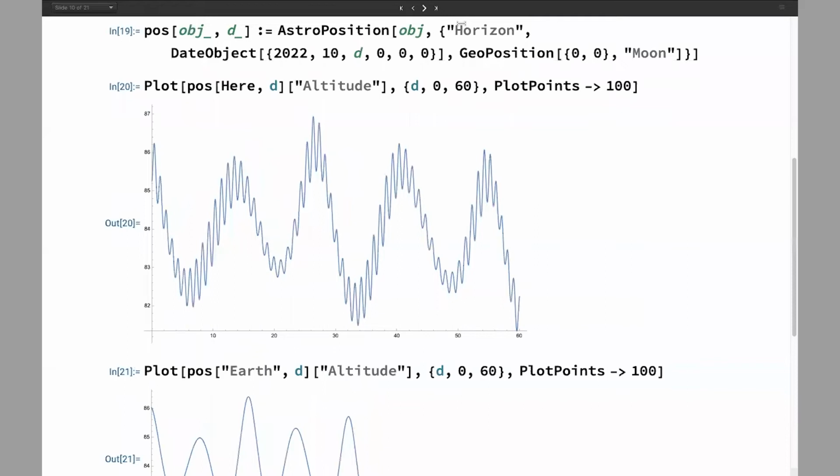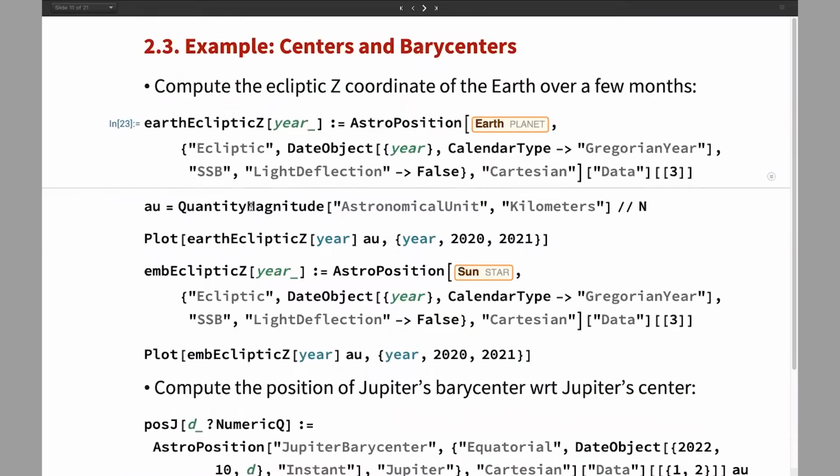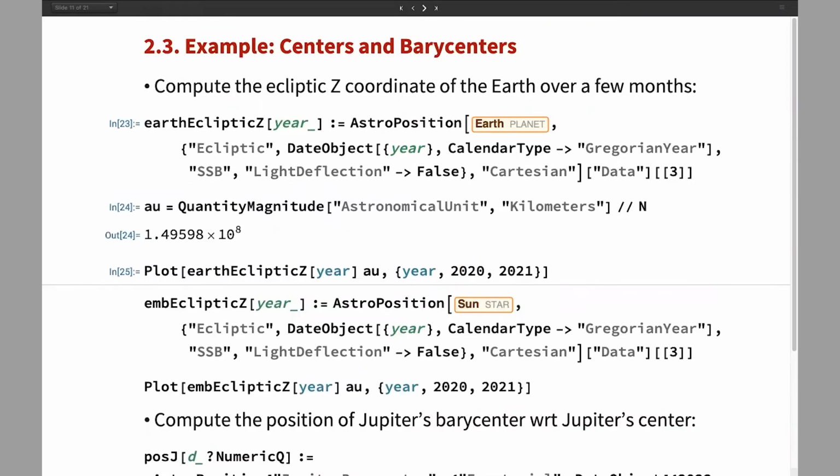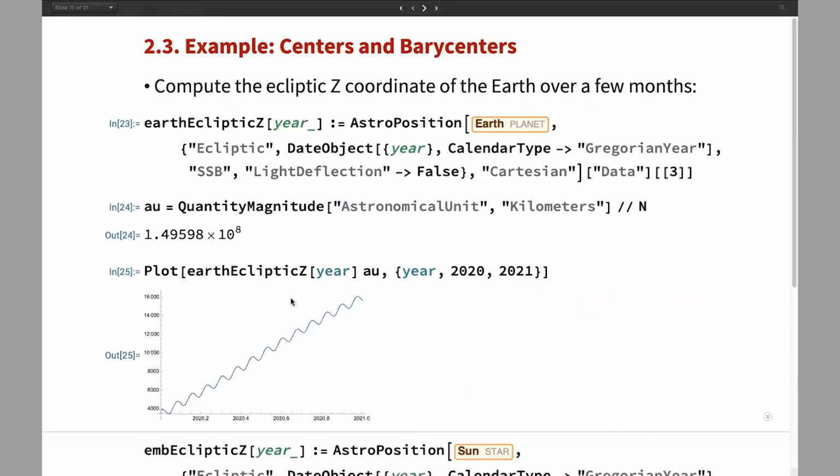Centers and barycenters. When we imagine orbits of things around the sun, we think of them as being very boring and flat, but they are not. So let's compute the C component of the Earth in the ecliptic frame. Remember, the ecliptic is the plane of the orbit of the Earth. We would imagine that the C component with respect to that plane is boring, flat, and doing nothing, but it's doing that. And this is over a period of a year.